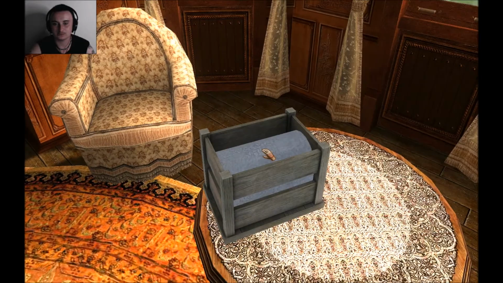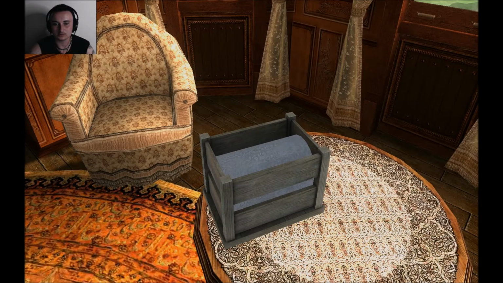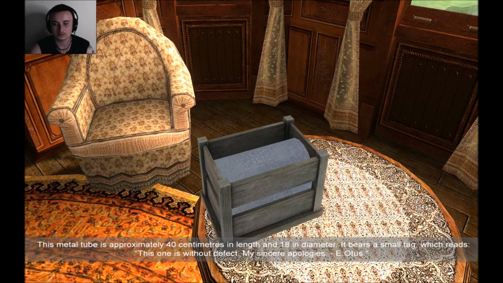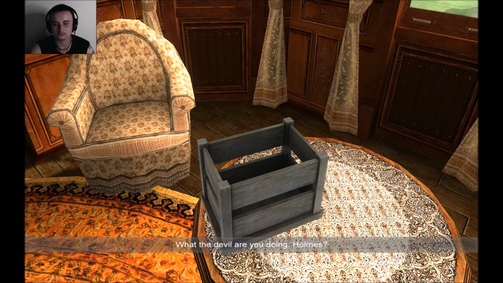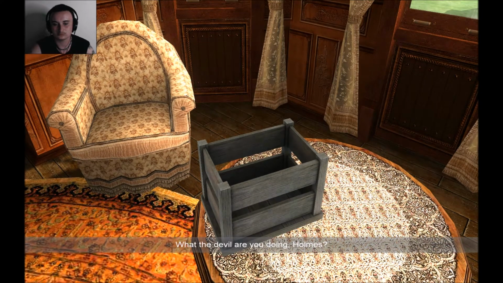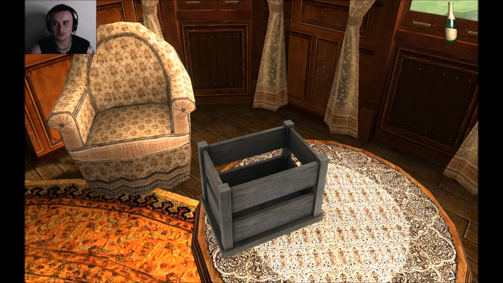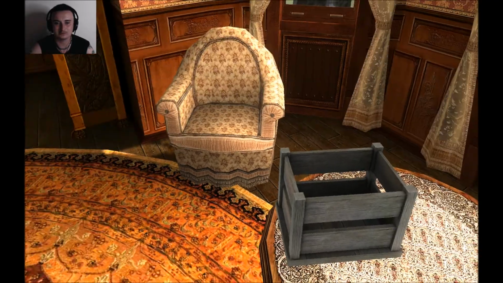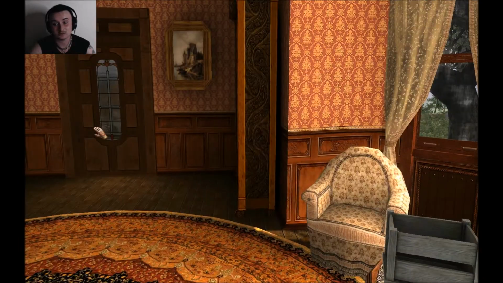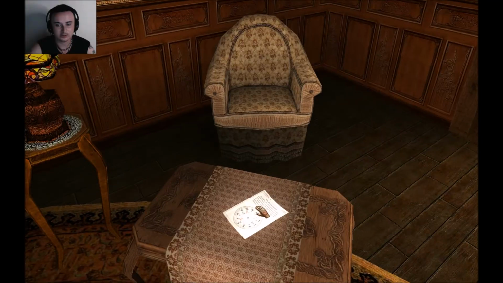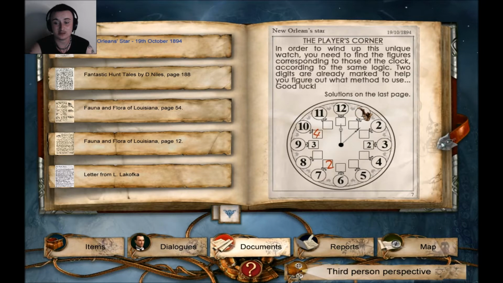There's a box. This metal tube is approximately 40 centimeters in length and 18 in diameter. It bears a small tag which reads, "This one without defect. My sincere apologies, E. Otis." What the devil are you doing, Holmes? Well, I took something. A tube? I'm not sure what the tube is for, but it's something without defect. There's a note here. This is the key to solving a puzzle later on.